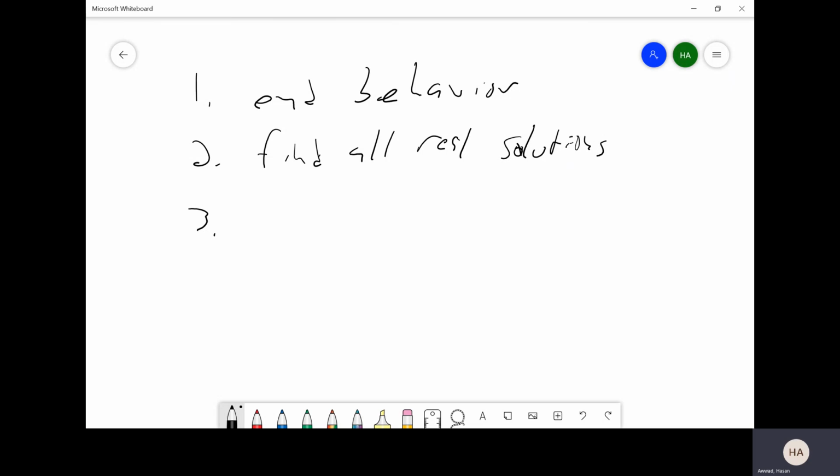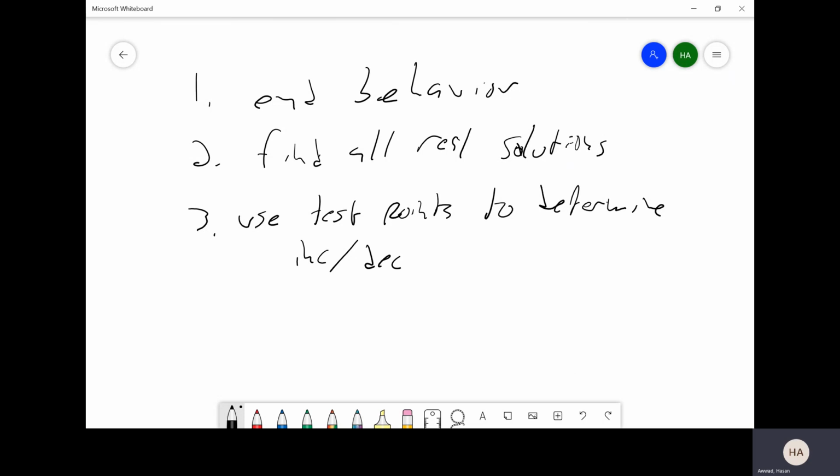So your third step is you're going to determine if your function is decreasing or increasing between the zeros, or between your x-intercepts, using test points. So use test points to determine, and I'm going to abbreviate this, increasing or decreasing.